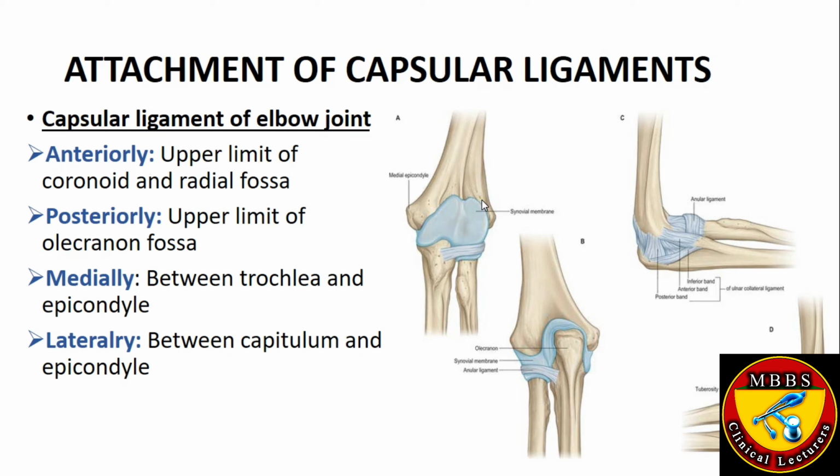Anteriorly, the capsule attaches to the upper limit of the coronoid and radial fossa. Posteriorly, the upper limit of the olecranon fossa. Medially, between the trochlea and the epicondyle. Laterally, between the capitulum and epicondyle. So, it has got attachment all around.